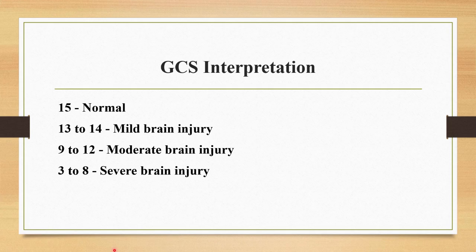Here we can see what this score indicates. If the GCS score is 15, that is normal. If the score lies between 13 to 14, that indicates mild brain injury. If the score lies between 9 to 12, that indicates moderate brain injury. If the score is between 3 to 8, that indicates severe brain injury.